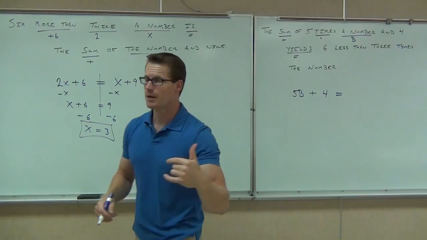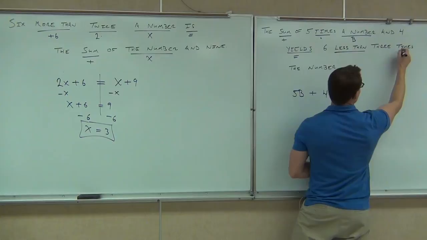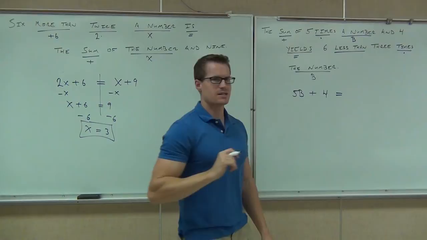Let's look at the right-hand side. Right-hand side says 6 less than 3 times a number. Y'all tell me what words up here mean some math. Less than. 3 times the number B. But less than, what does less than mean? Does it mean 6 minus or minus 6? Minus 6.